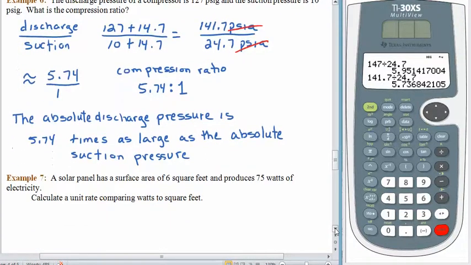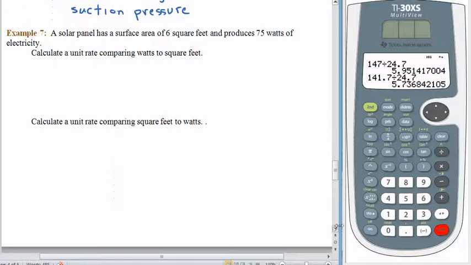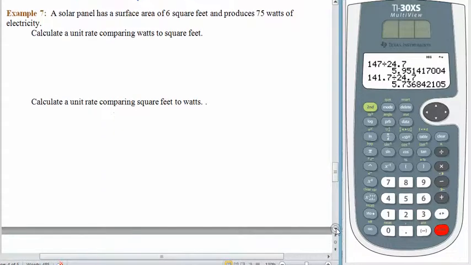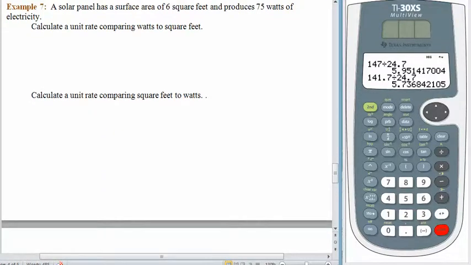Let's try one here. We have a solar panel with a surface area of 6 square feet. It produces 75 watts of electricity. Your job is to calculate a unit rate, which means we want to carry out the division all the way, comparing watts to square feet. All right, you should pause the recording, take a second, try this one on your own, and then come back.